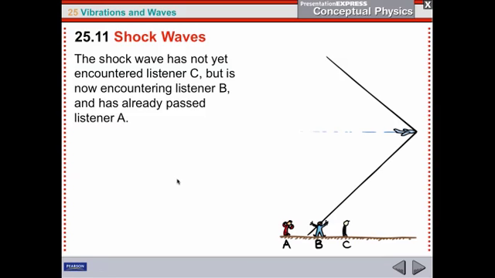So here's our example. The guy in red in A, he met the sonic boom. He's already heard it. This guy's hearing it right now, and this guy hasn't heard it yet, but he soon will as this plane continues on.